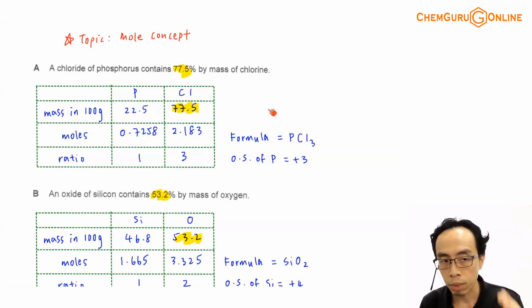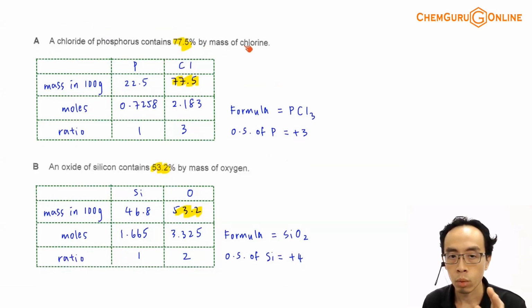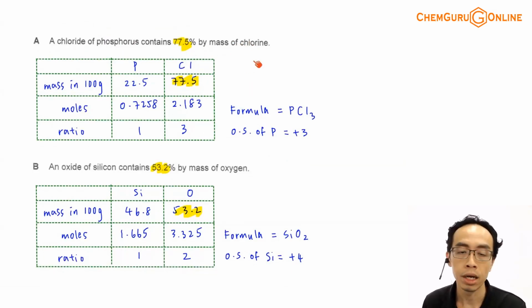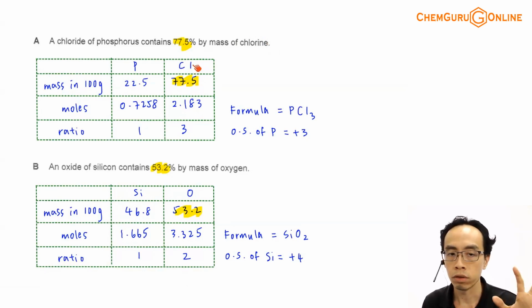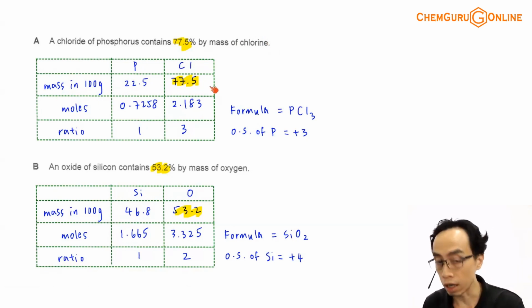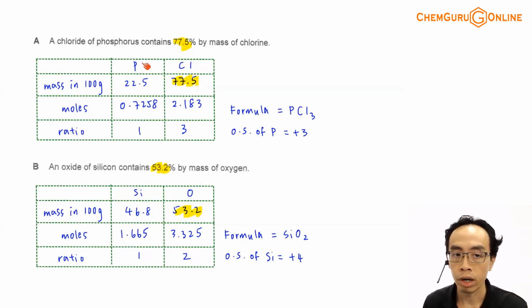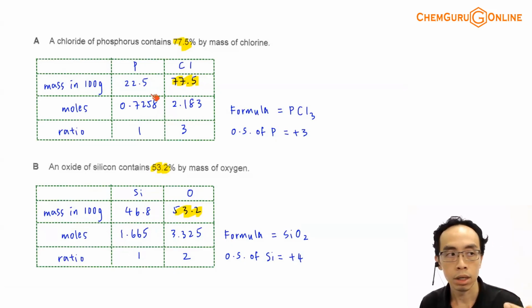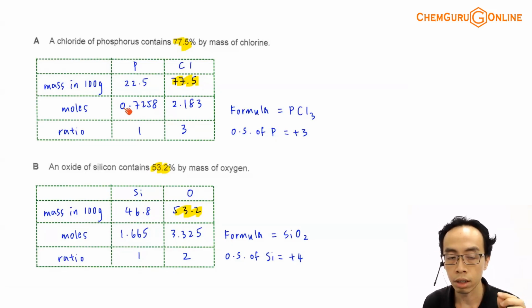So let us do this part by part, starting with A. When you have chloride of phosphorus with 77.5% by mass of chlorine, the mass of chlorine is 77.5%. Mass in 100 gram will be 77.5. Mass in 100 gram for phosphorus will be 22.5, which is 100 minus 77.5. After that, we will divide this by its atomic mass, and I'll get the number of moles. For phosphorus, the number of moles is 0.7258.